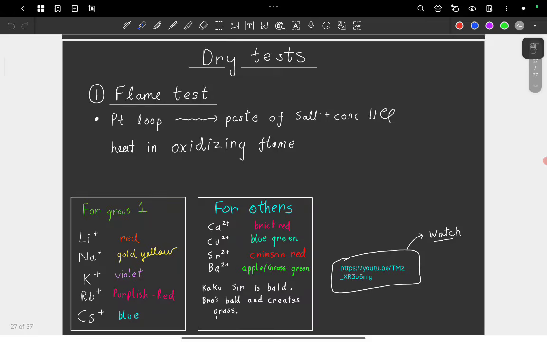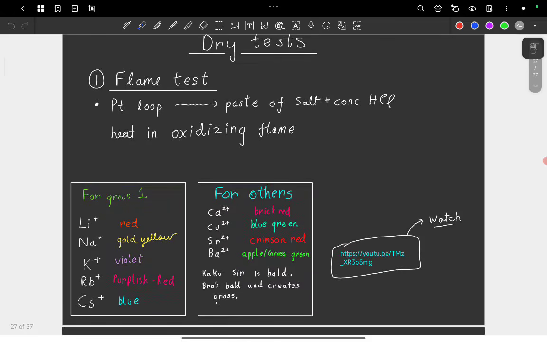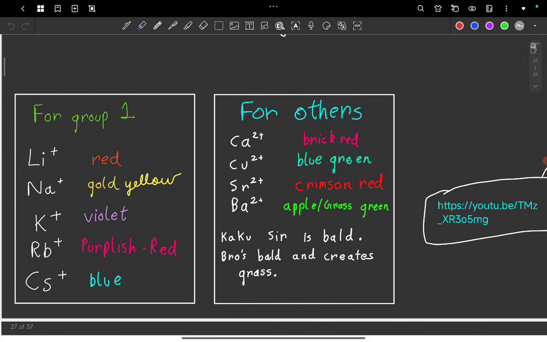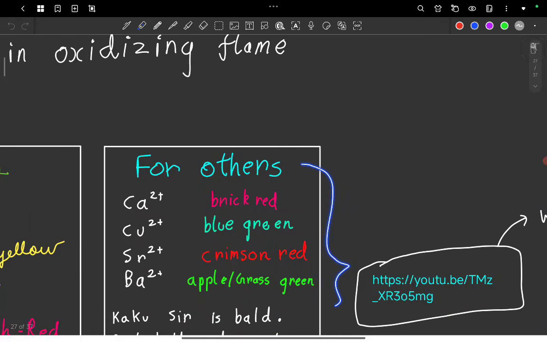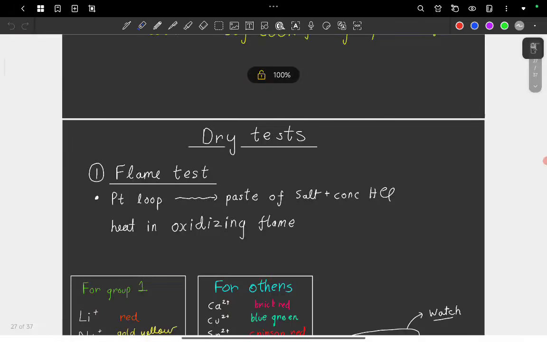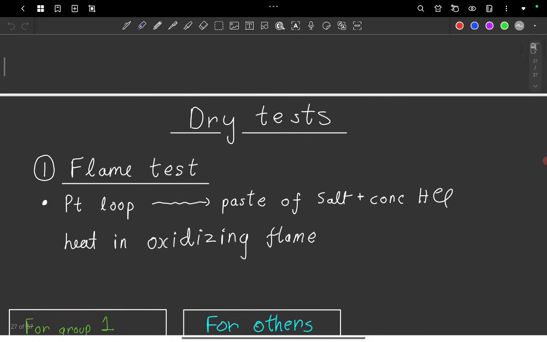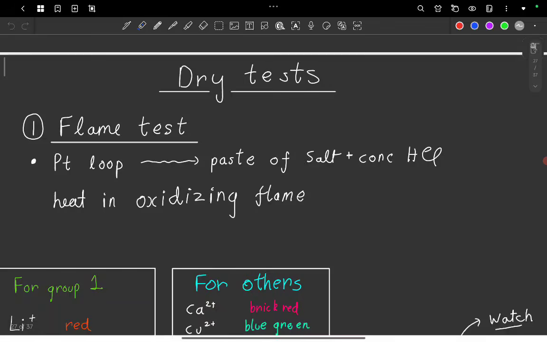Then we can come to the dry tests. Now I am very sorry, but I was not able to come up with a trick for the group 1 ions. But I will tell you how to remember. And for others, I have prepared a trick. Well, first of all, let's learn how we perform the flame test.